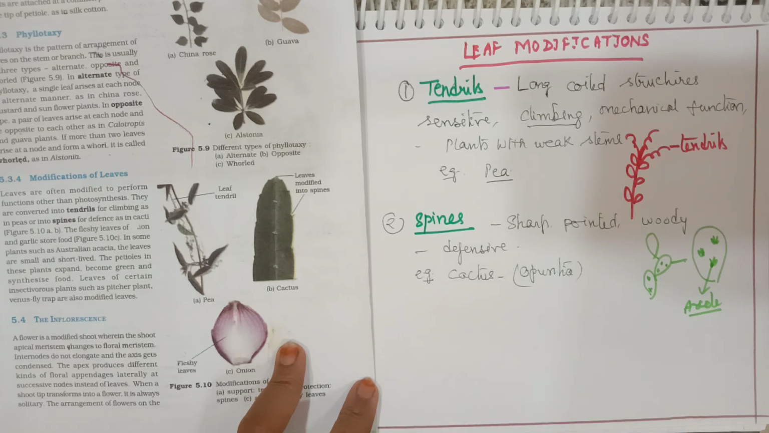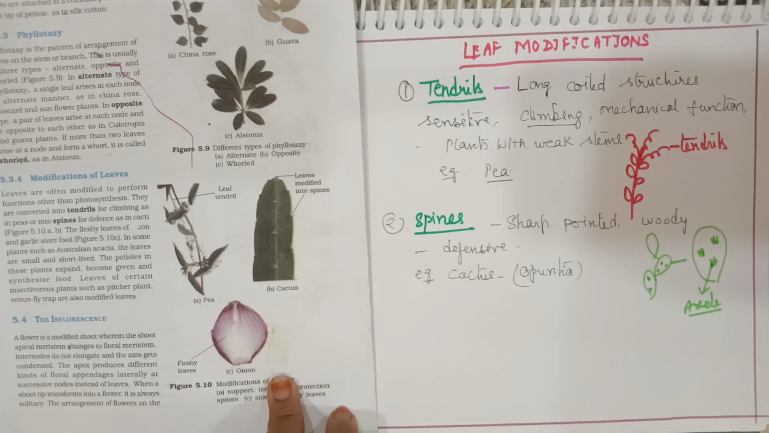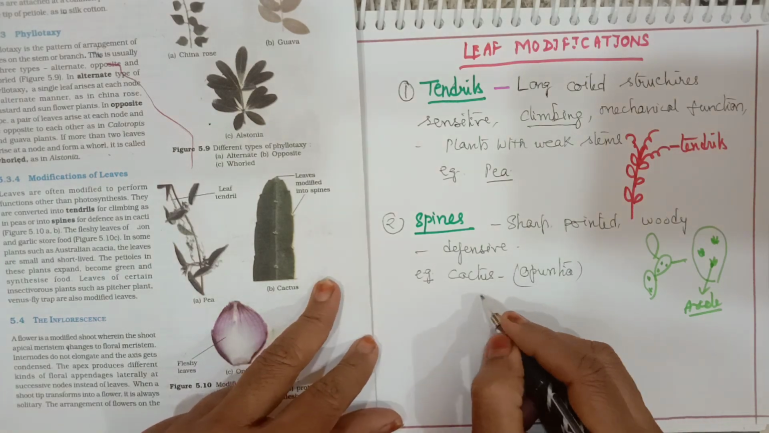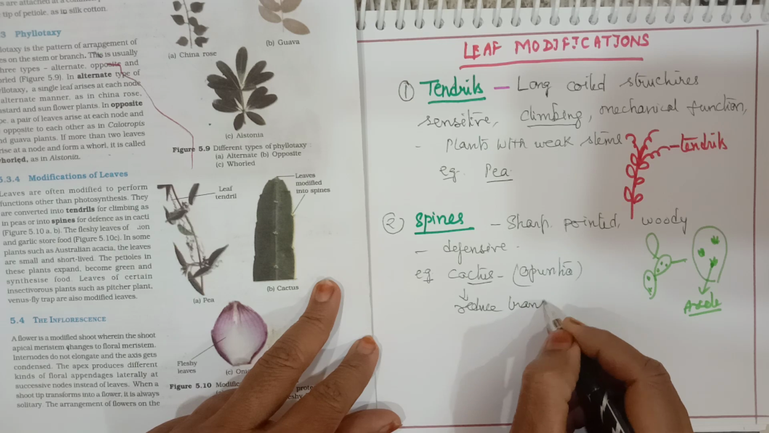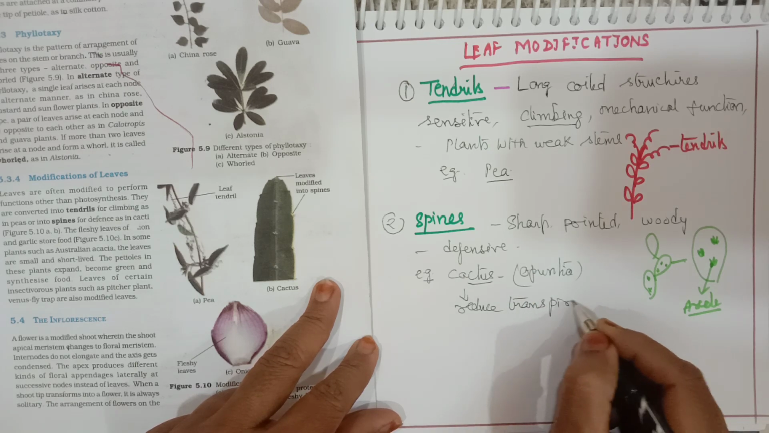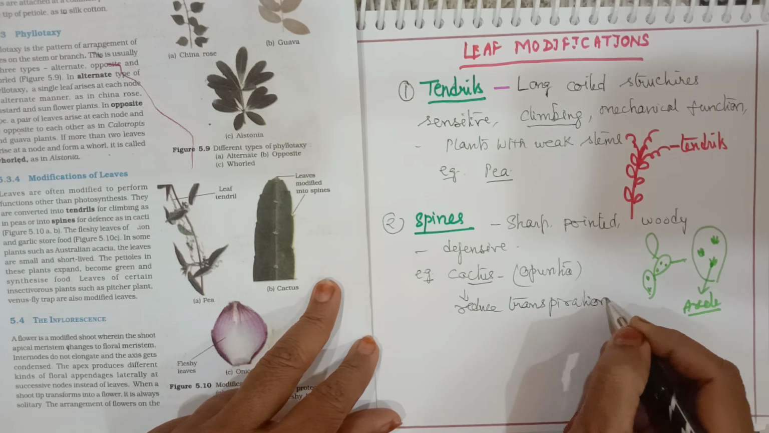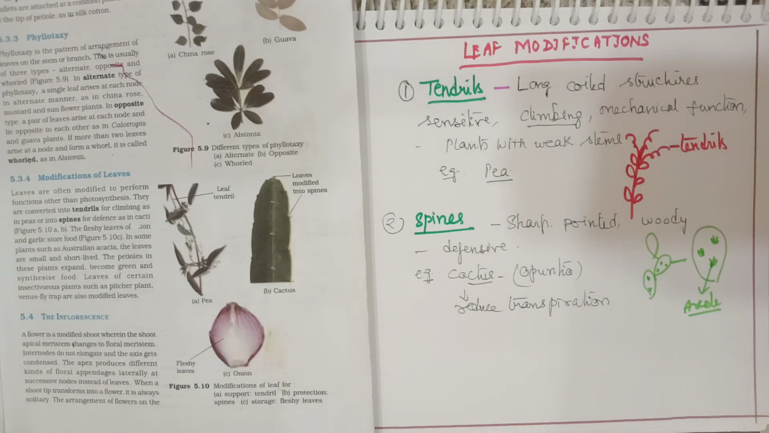All the leaves in cactus are modified into spines. The main purpose here, in cactus, is to reduce transpiration. This is the purpose in the case of cactus. Sometimes, in other plants, it can also be defensive in function. So that is the second modification.